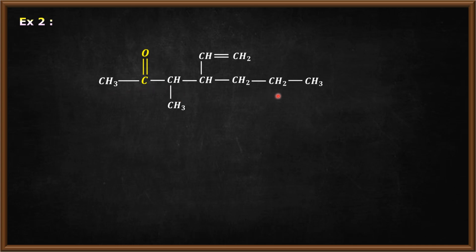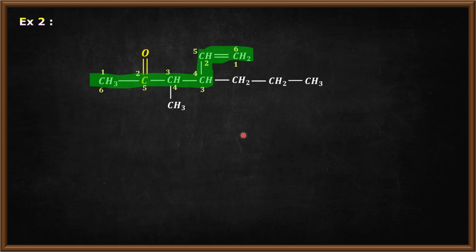Actually, this is the longest chain of carbon atoms. However, if I select this as the longest chain, it doesn't include the double bond. For that reason, I am selecting this as the longest chain of carbon atoms, the parent chain. And the numbering can be done in either way, 1, 2, 3, 4, 5, 6, from right to left also.